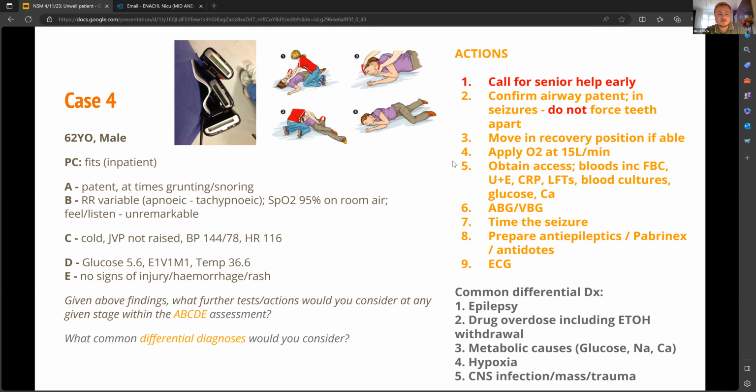They're GCS of 3, and they don't have the signs of injury, hemorrhage, or rash like the previous patient had. Again, what I want you to consider is to call for your senior help early. Kay mentioned time the seizure if it happens again. Absolutely. So if you were asked to see someone who has a seizure, ask about the timing.